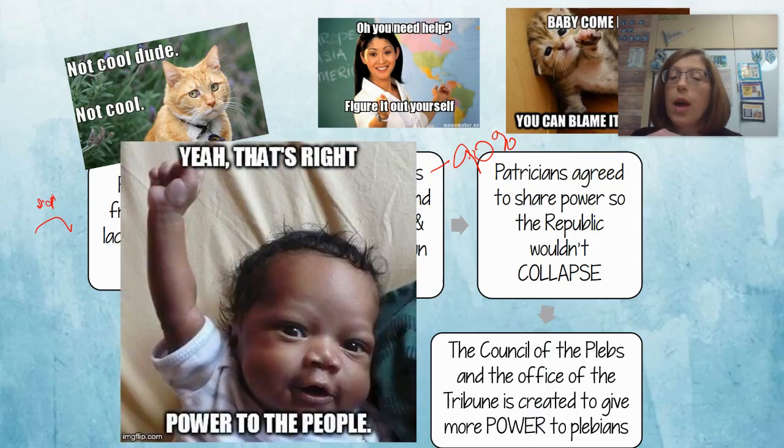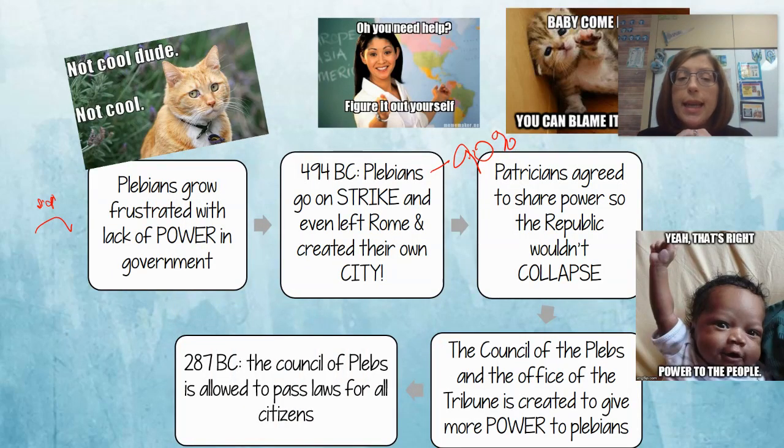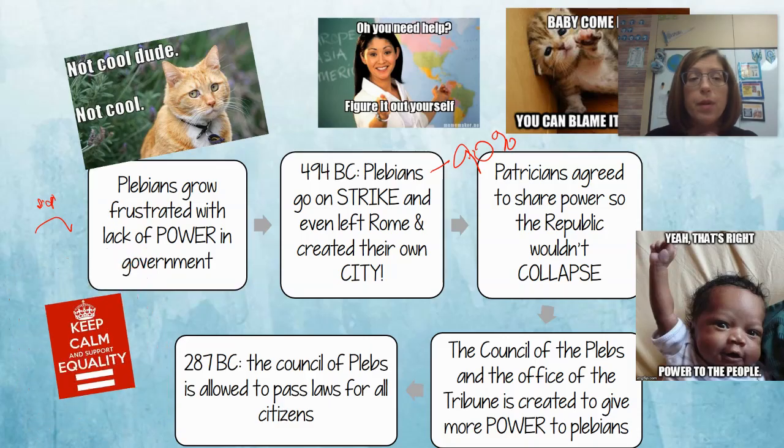They created the Council of the Plebs and the office of the Tribune to give more power to the plebeians. So this is the way the patricians sort of gave that peace offering and said, here will be your representation in government. Here is your voice in government. So they give that power to the plebeians. In 287 BC, the Council of Plebs is allowed to pass laws for all citizens. This was enough to satisfy the plebeians to come back because now they feel like they have that voice in government.